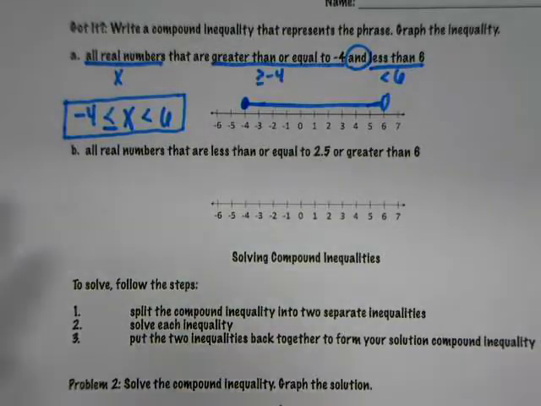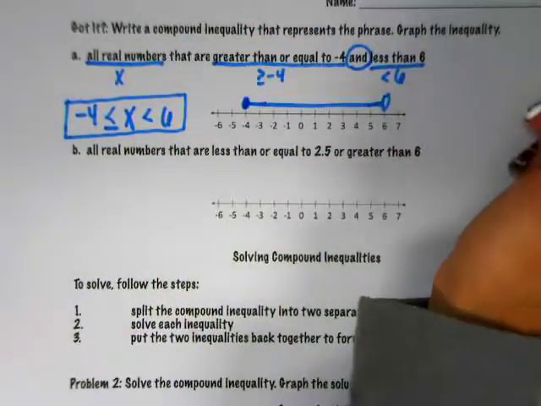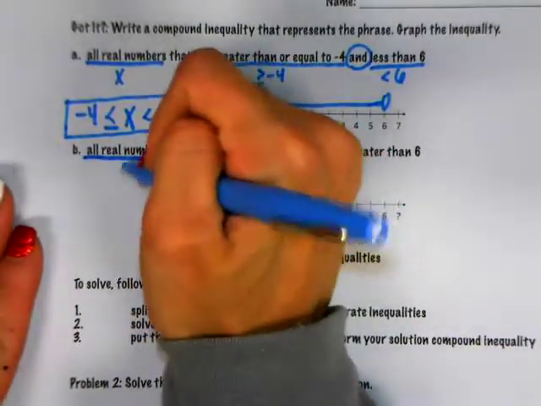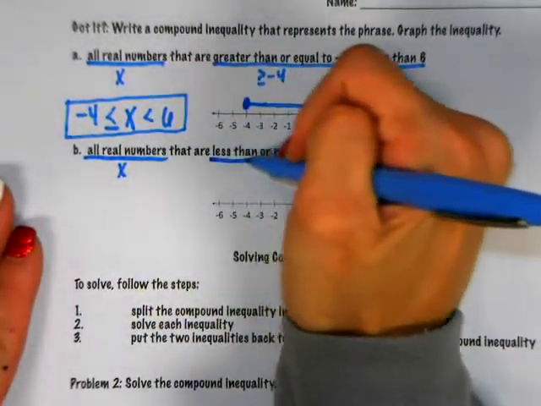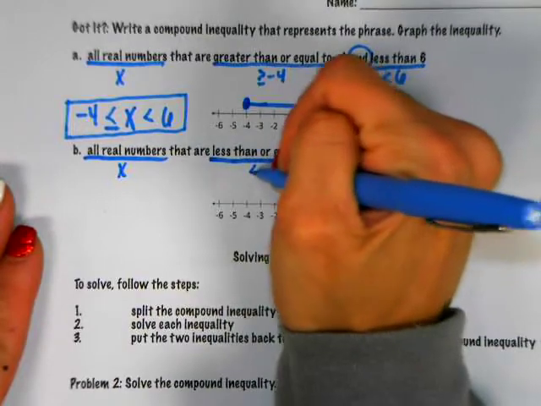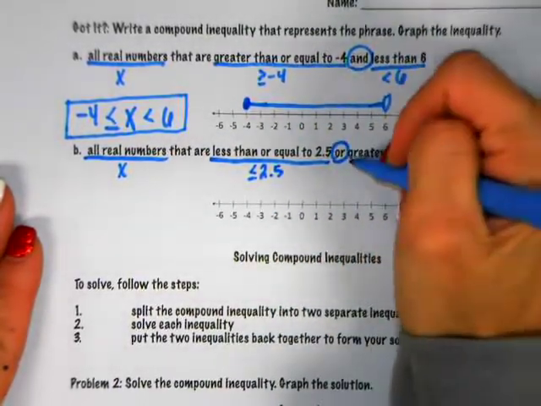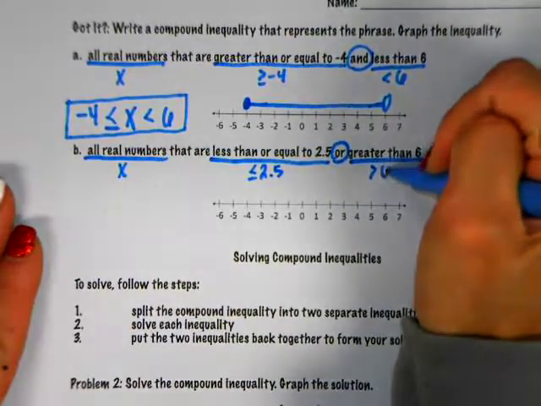All right, next one. All real numbers that are less than or equal to 2.5 or greater than 6. So all real numbers is your x. Less than or equal to 2.5. Or greater than 6.